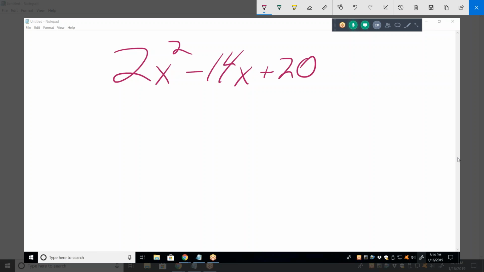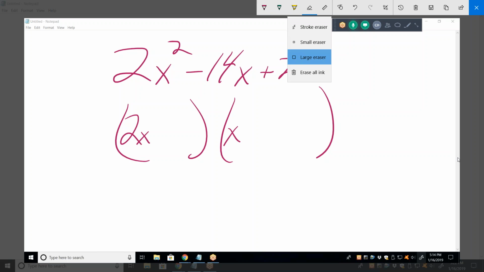Now notice that this is harder because I don't have a 1 in front of the x squared, which means if I were to try to factor it normally, I'd have to break the x's up this way. And that increases the level of difficulty significantly. So if we can do something to avoid that, we always want to do it.